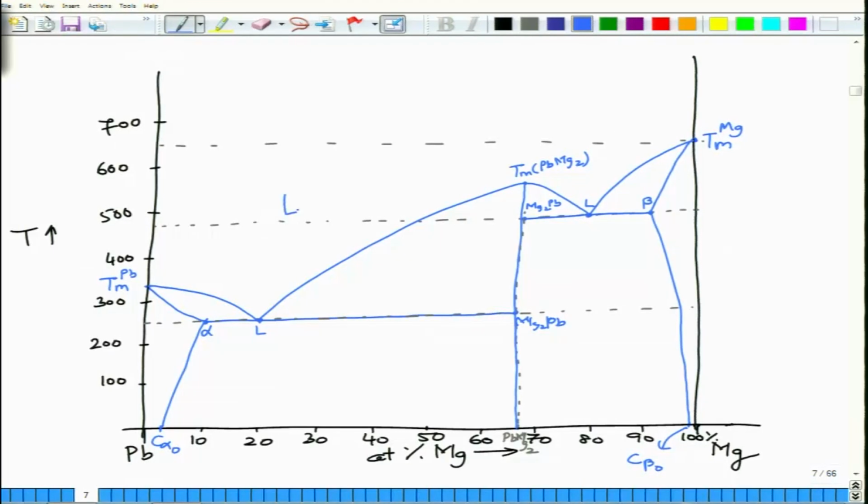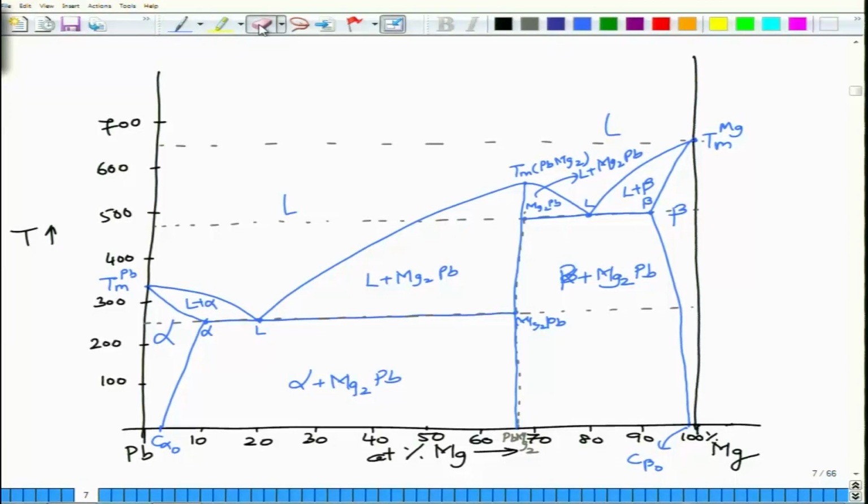So this is liquid region, all of it. Somewhere here you will have liquid plus alpha. This is alpha. This is liquid plus Mg2Pb. This is alpha plus Mg2Pb. And this is liquid plus beta. Here you have beta region. This is liquid plus Mg2Pb, and this is beta plus Mg2Pb. So this is how you have a phase diagram.